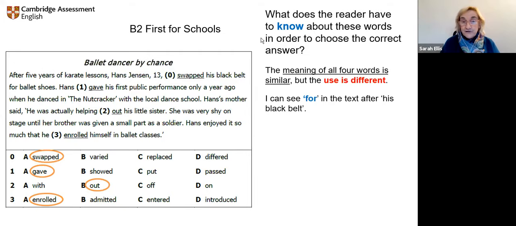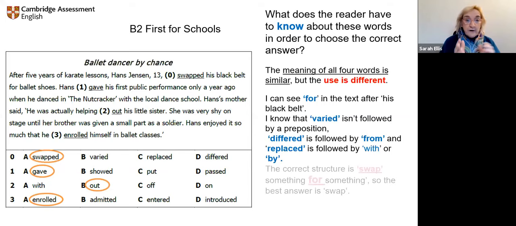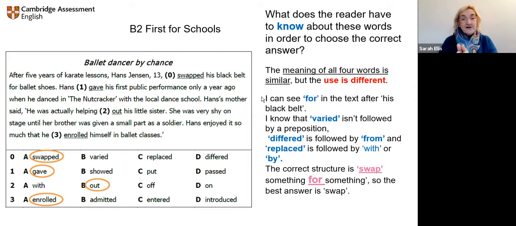So obviously that's key. I know that varied, for example, isn't followed by a preposition, whereas we have two other words which have prepositions. Let's have a look at those. So we have differed from and replaced with or by. So of course, these are the kind of clues that students need to start being aware of, looking at before the gap and after the gap. So of course, this takes us to the correct structure, swap for. But again, this lesson plan will help you do that with the students, and there are some other examples as well.